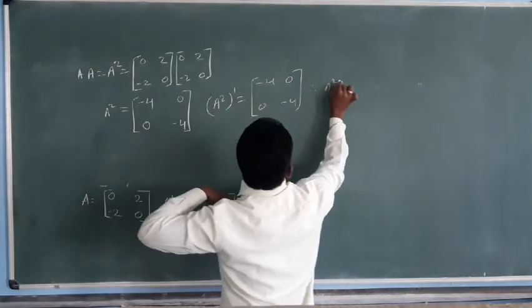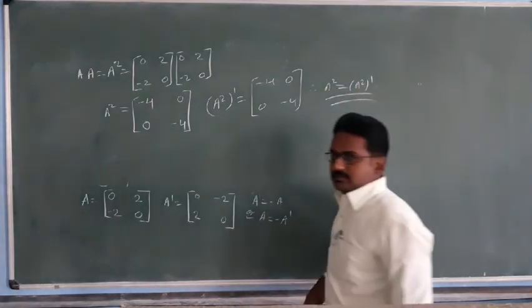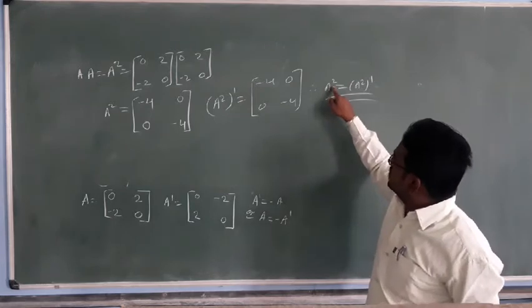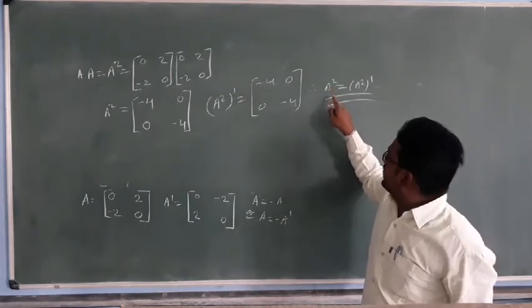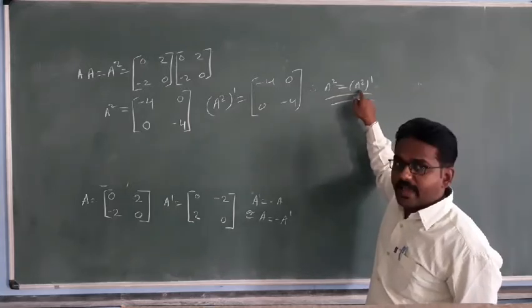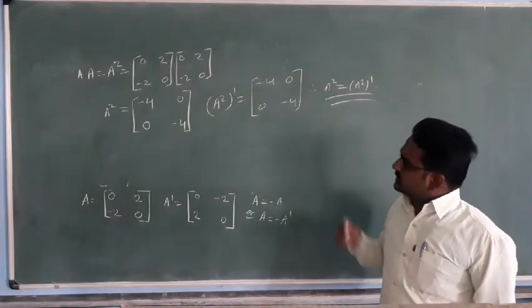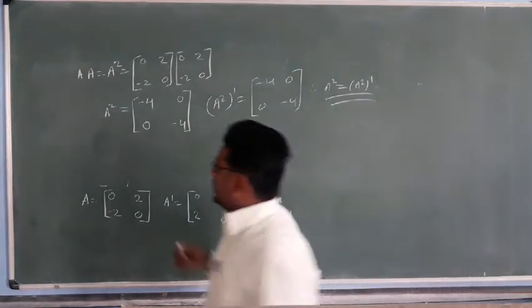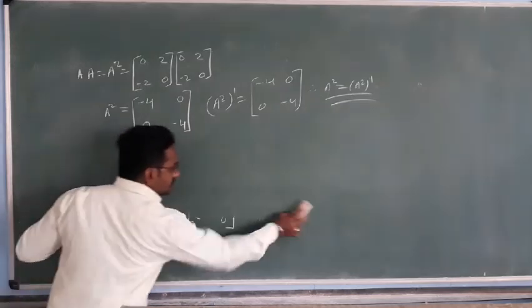Therefore, A square equals A square dash. If the power is even, then A square is symmetric, that is, A equals A dash. Here the power is square, so you obtain A square equal to A square dash. So A square is symmetric. Next we will find A cube.